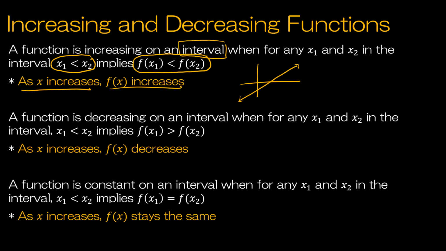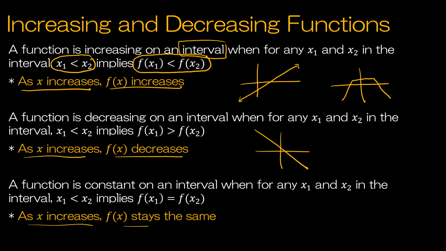So I've drawn an equation that's obviously linear that will be increasing over the entire interval, but you might get a crazy graph that increases, stays constant, and decreases. So a function is decreasing on an interval when for any x1 and x2 in the interval, x1 is less than x2 implies f of x1 is greater than f of x2, or as x increases, f of x decreases.